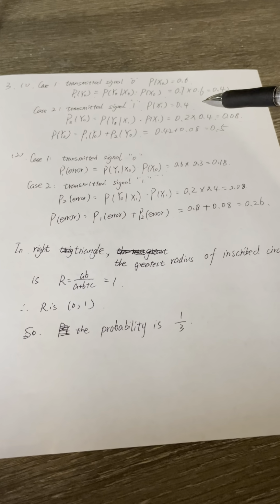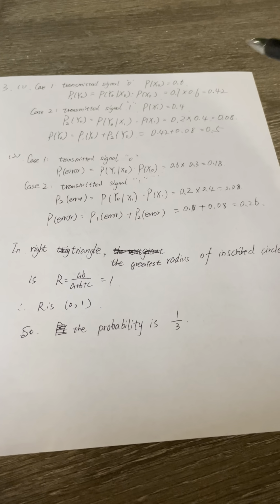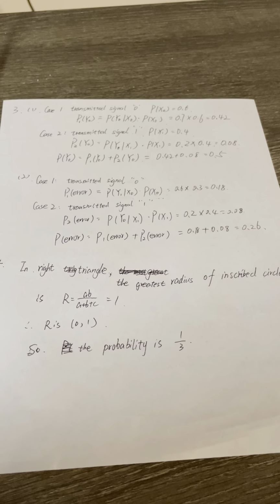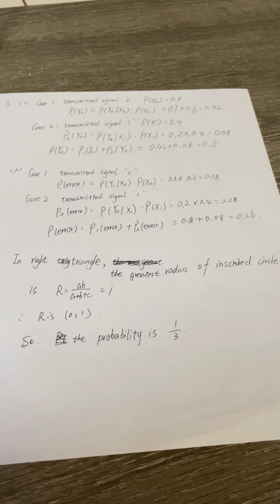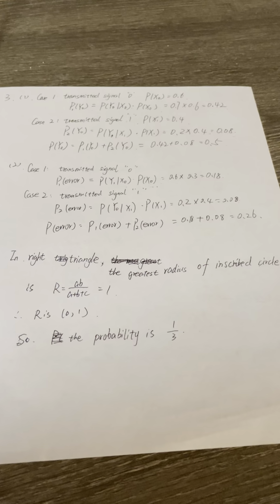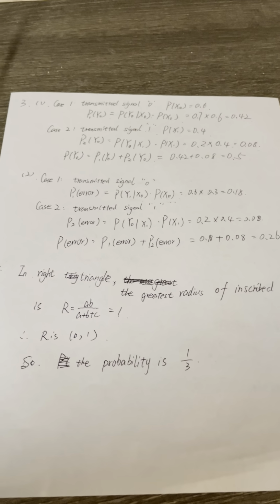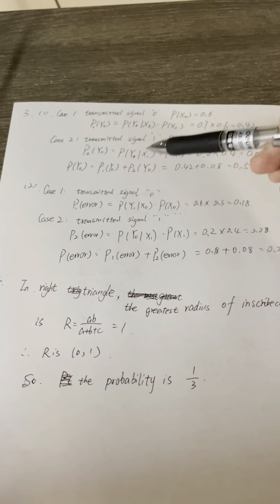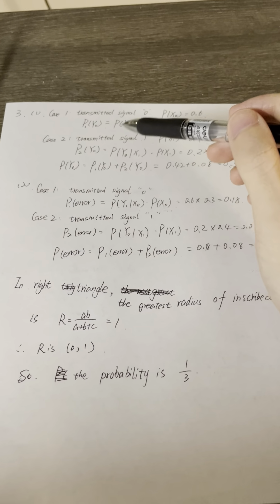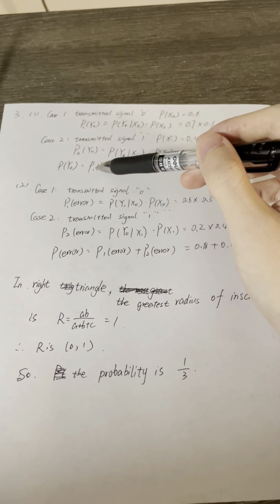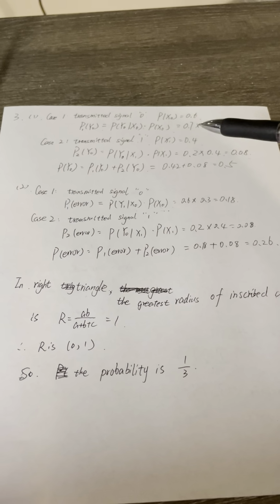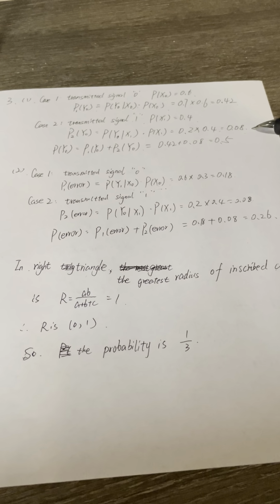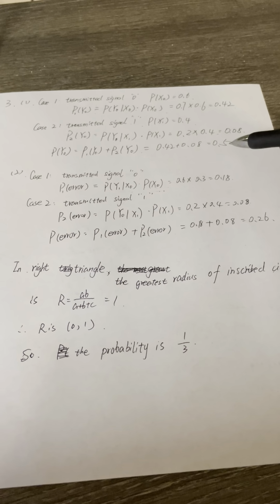Finally, we combine the cases, so we get the final value. The probability we receive data 0 is equal to the probability of case 1 plus the probability of case 2. So the value is 0.5.